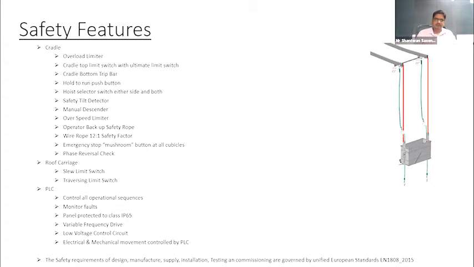the machine operates. And in the roof carriage, we have slew limit and traversing limit so that it doesn't hit. Then we have the PLC incorporated in the equipment, which controls all the operation sequences and monitors all the faults. It is configured with the VFD, variable frequency drive, to cater for vibration and the smooth functioning of the BMU. Electrical and mechanical movements are all controlled by the PLC.